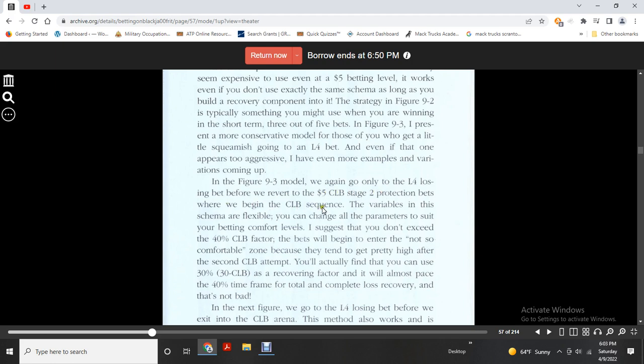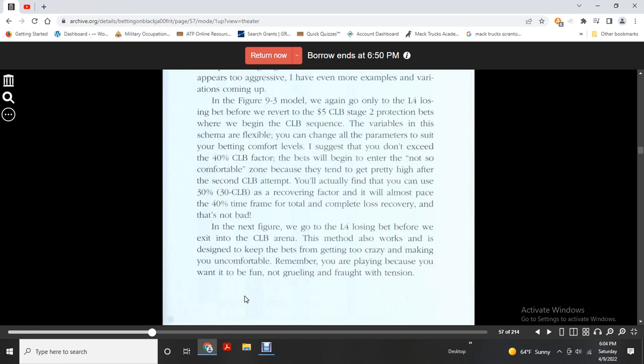The clearance losing bet sequence variables in the scheme are flexible, and you can change the parameters to suit your bet comfort level. I suggest that you don't exceed the 40% clearance losing bet factor. The bets will begin to enter a not so comfortable zone because they tend to be pretty high after the second clearance losing bet attempt. You can actually use the 30% clearance losing bet as a recovering factor, and it also almost paces every 40th time frame of the total and complete loss recovery, and that's not bad.